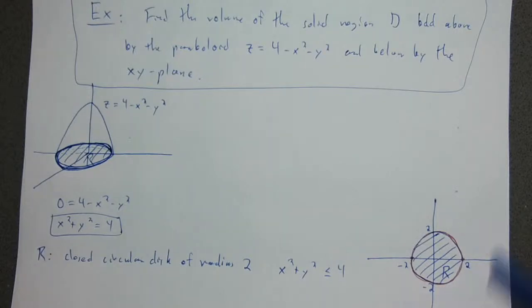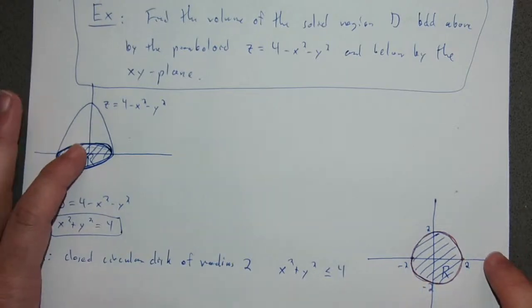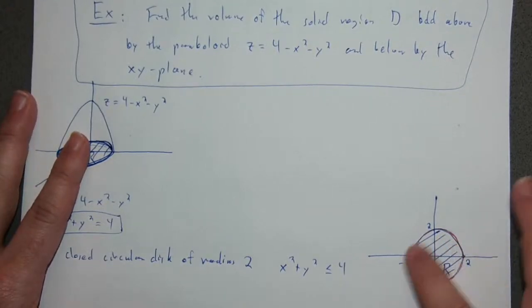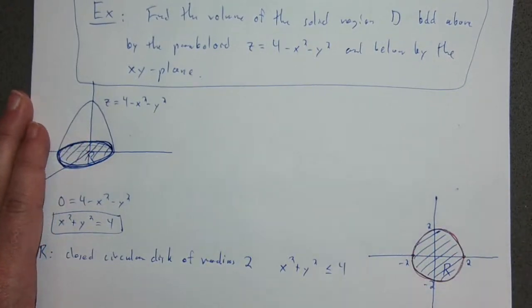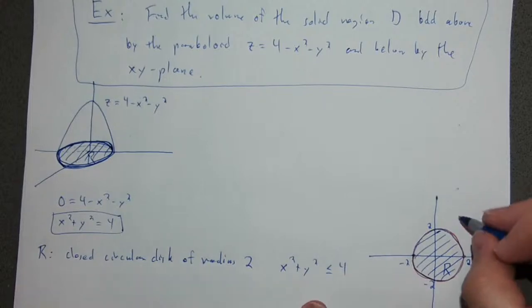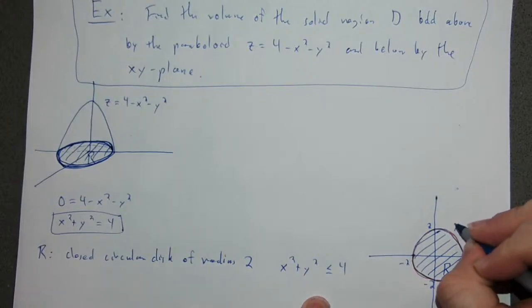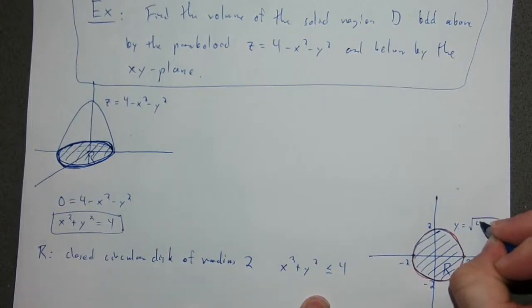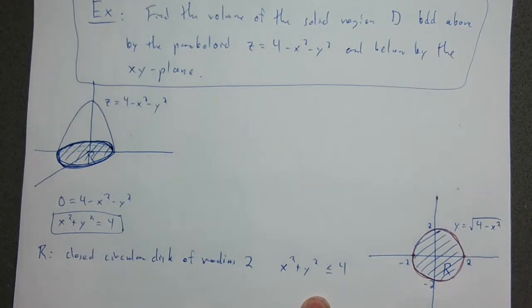It's easy to draw that picture, but I need to actually find those functions. So what are those functions? This describes a circle of radius 2, x squared plus y squared equals 4. What's the top function for that circle? It's y equals the square root of 4 minus x squared. What's the bottom function? y equals minus the square root of 4 minus x squared.